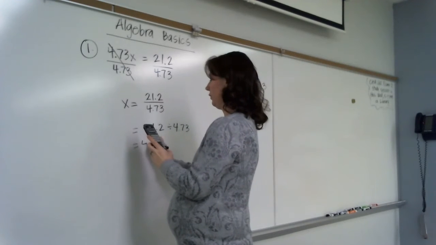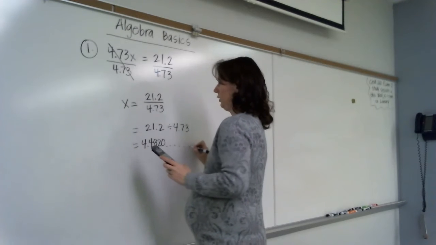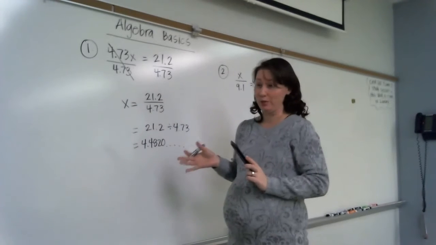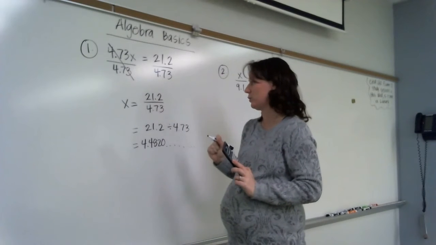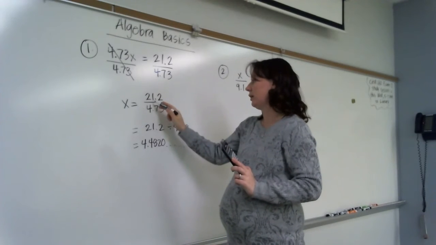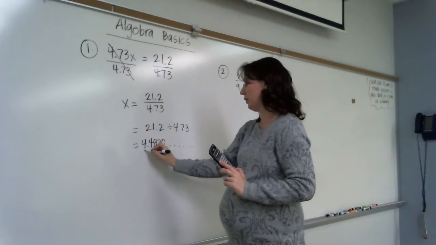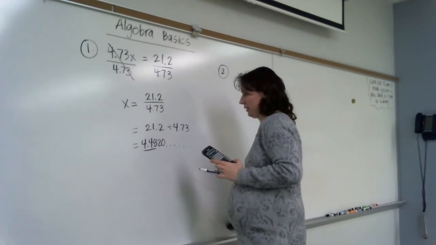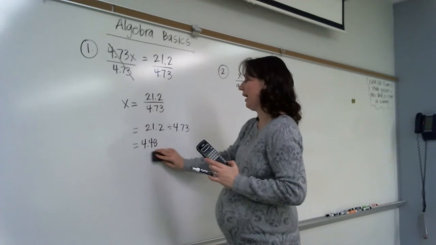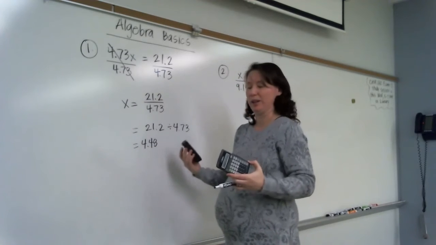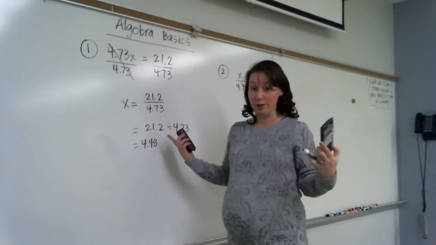And I get 4.4820. Now there's a separate video series on significant figures and how many decimal places we can keep. We've got three significant figures. So my answer is going to be rounded to 4.48. Again, there's a whole separate video series on how to round your final answer, and that's really not the purpose of this video. This purpose is really just to show how to do the algebra.